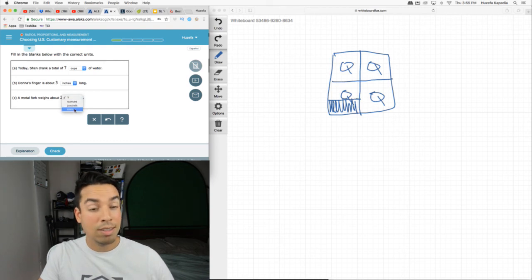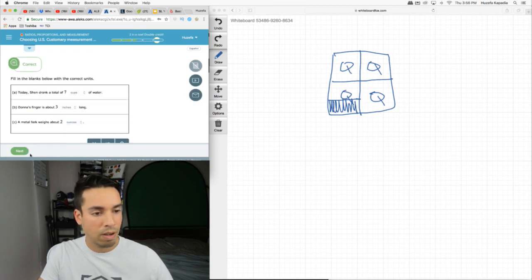And a metal fork weighs about 2. Now let's look at this. Tons, definitely not. It's either pounds or ounces. You might be tempted to think pounds, but pounds would still be pretty heavy for a fork. I'm going to say 2 ounces. I think that should be good. That even seems light for a fork, but it's somewhere in the middle there. Okay.